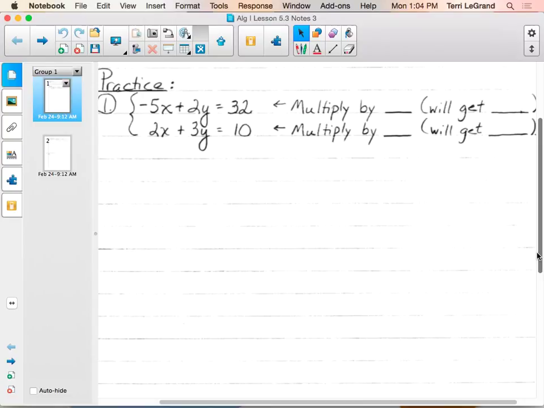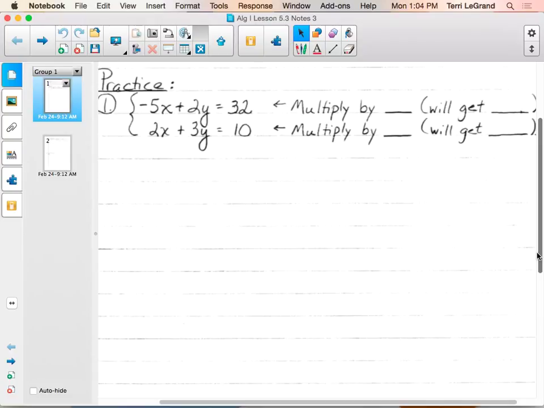So we all get to pick how we're going to rename them, but what do we need to create? What's the most important thing in your renaming? What has to be the end result? Opposites for the variable. Opposite x terms or opposite y terms. Does it matter which one? No, you get to pick.